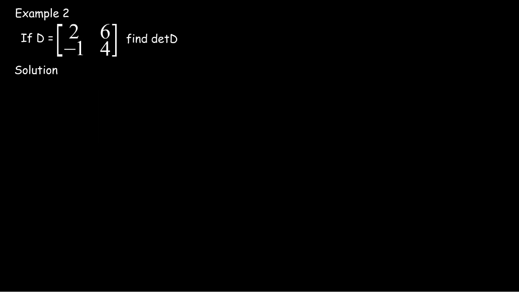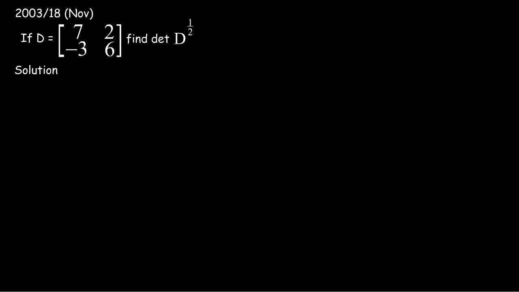We have another example, which is also a 2 by 2 matrix. It states that if D is equals to matrix 2 6 minus 1 and 4, find determinant of D. Now for our solution, we are going to be multiplying across and subtracting. So determinant of D will be equals to 2 times 4 minus 6 times minus 1, which will be equals to 8 plus 6, which is equals to 14.